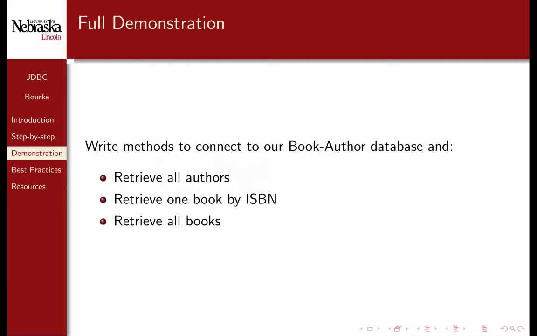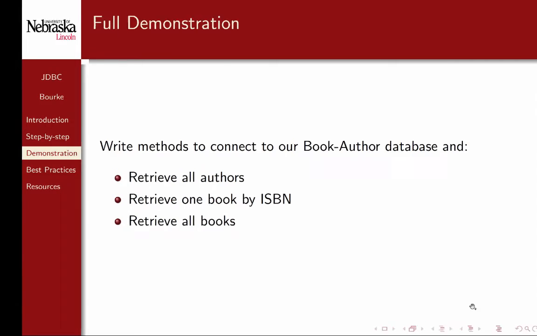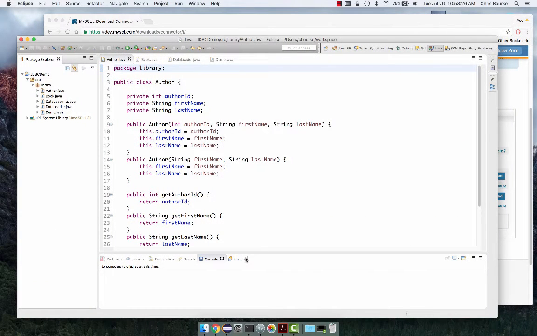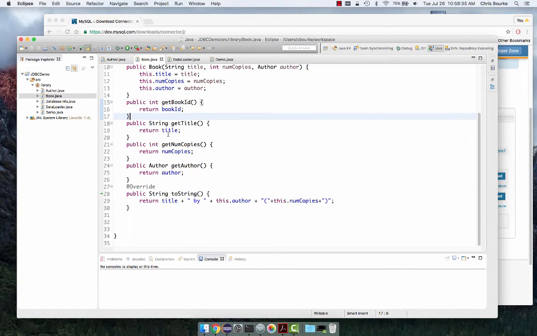Let's take a look at a full demonstration of using JDBC to connect to our book author database. Specifically, I'll show you how to set up a Java project in Eclipse to use JDBC. We'll write methods to retrieve authors and books. I've already started a project and created a few classes, including a class to model authors and books.